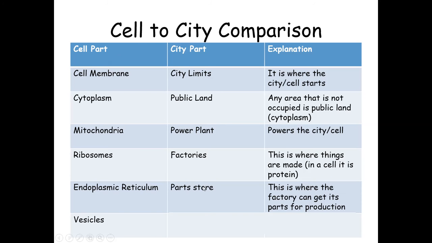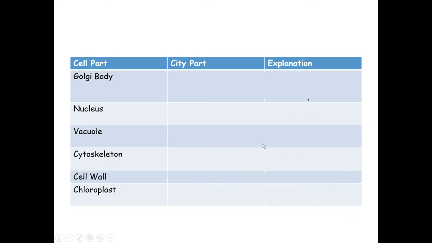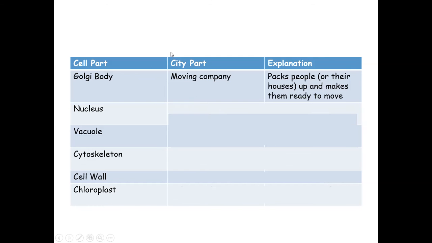Vesicles, they're used for transporting stuff around the cell. So here we're going to say transportation trucks, they like to move stuff around. Okay, so, just a big 14-wheeler or whatever. Next example would be the Golgi body. The Golgi body packages stuff up, so we'll call it a moving company. So they package people and homes up, or delivery trucks, like UPS or Amazon or whatever, those kind of things. So those would be an example of a Golgi body. They move stuff around the city.